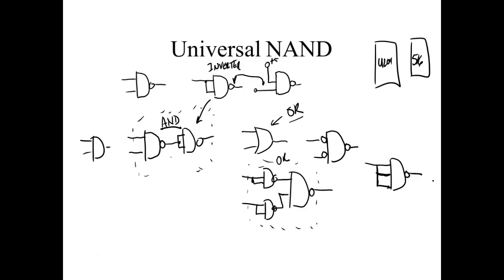So I've got NAND, I've got inverter, I've got AND, I've got OR. Now all I got to do is figure out how to make a NOR out of NAND gates.